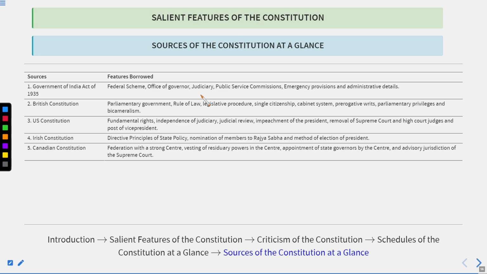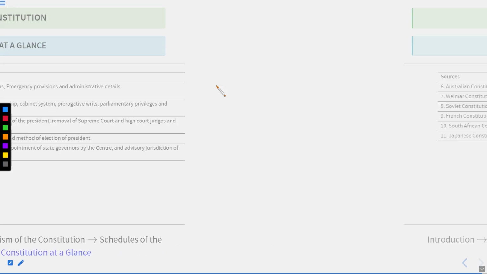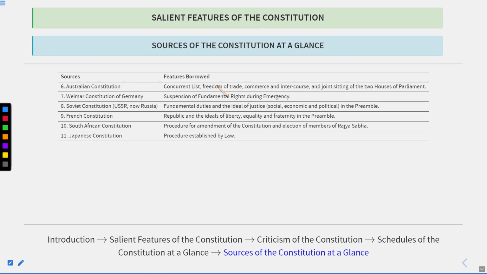From the Irish Constitution, directive principles of state policy, nomination of members to Rajya Sabha, and election method of president we had brought. From the Canadian Constitution, federation with a strong center, vesting of residual powers in the center, appointment of state governors by center, and advisory jurisdiction of the Supreme Court we had brought. From the Australian Constitution, concurrent list, freedom of trade, commerce and intercourse, and joint sitting of the two houses of parliament. From the Weimar Constitution of Germany, suspension of fundamental rights during emergency we had brought.